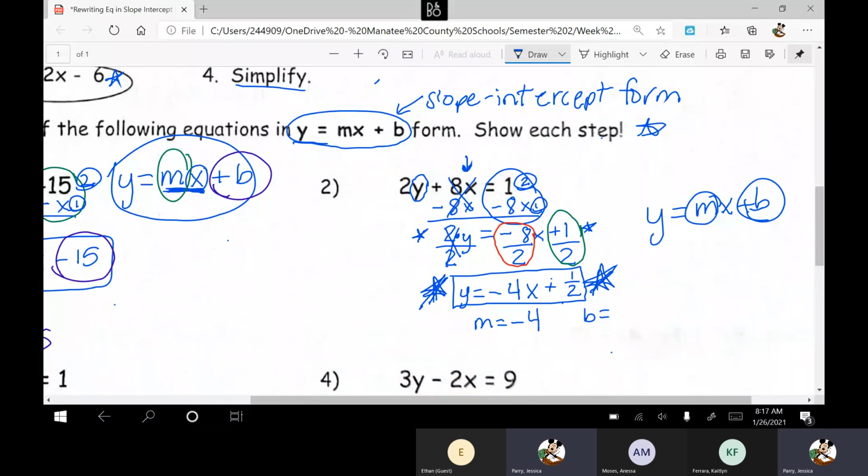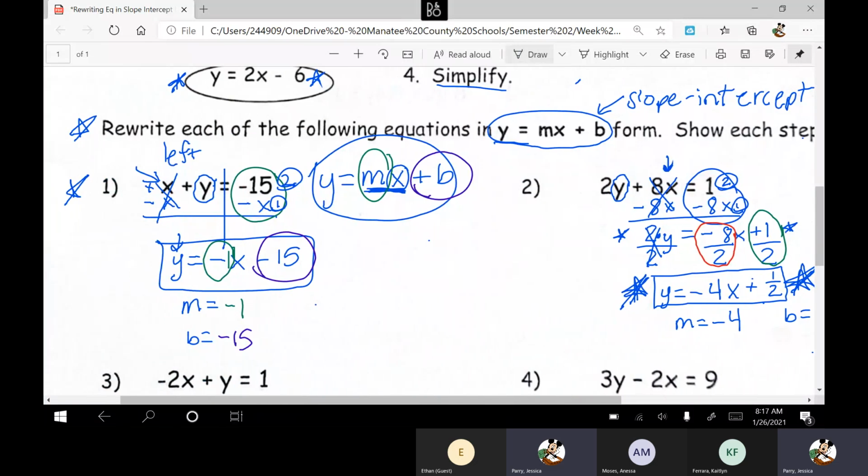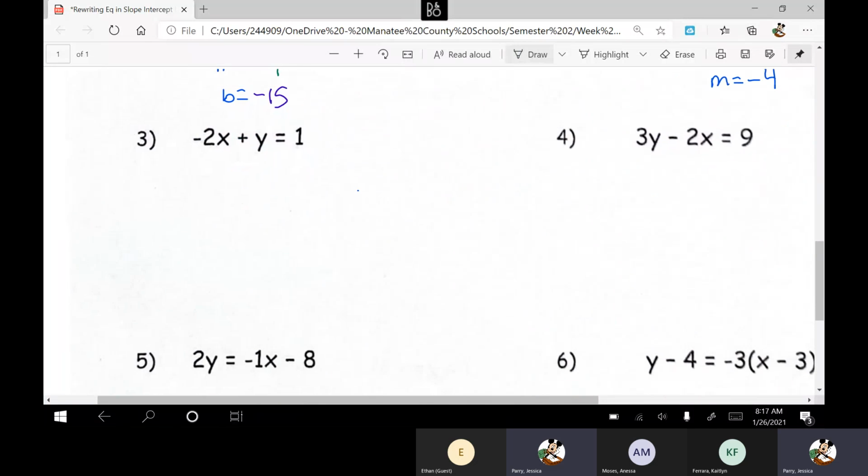Awesome, the same spot as b is that fraction, the positive 1/2. Okay, so that one as well, make sure you look at the sign in front. B, your y-intercept is that 1/2. All right, let's keep on going. Number 3.